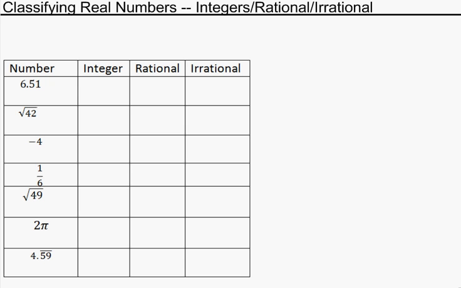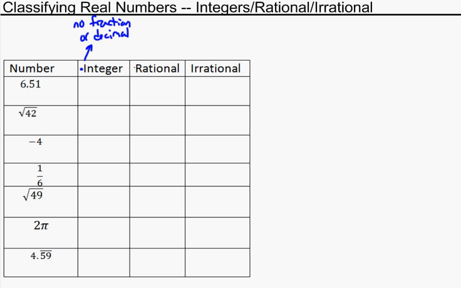Let's take a look at how we classify real numbers as either integers, rationals, or irrationals. Before we start, let's look at what these terms mean quickly. For integers, we're going to look at any number that has no fraction or decimal. Normally, these are the numbers that people are actually comfortable with. These are the ones that people think of as numbers.